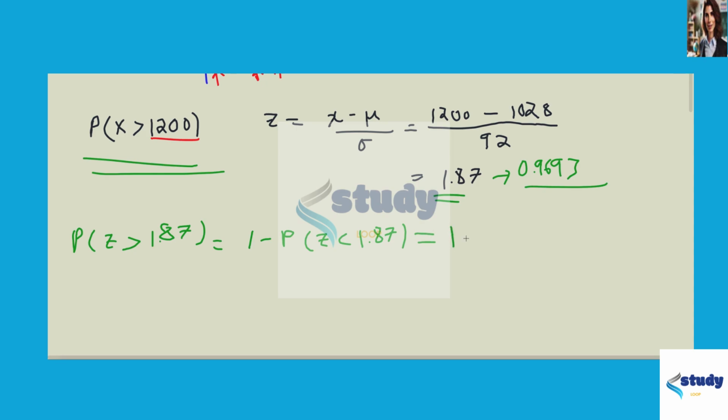And so now you just plug in the probability that we found associated with the z value. So 1 minus 0.9693, which is equal to 0.0307.